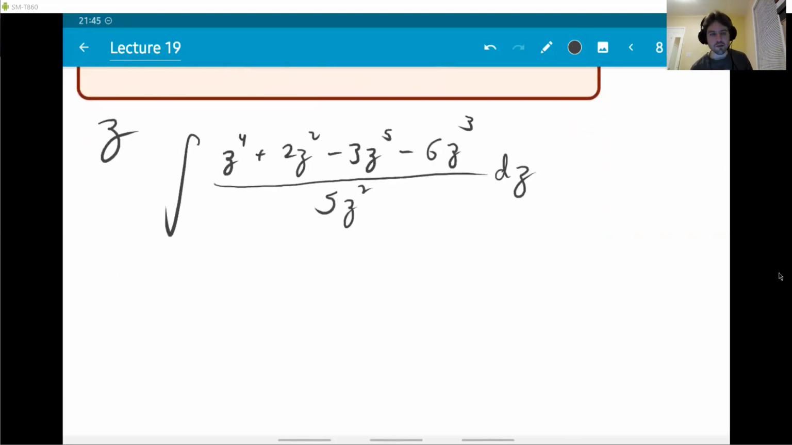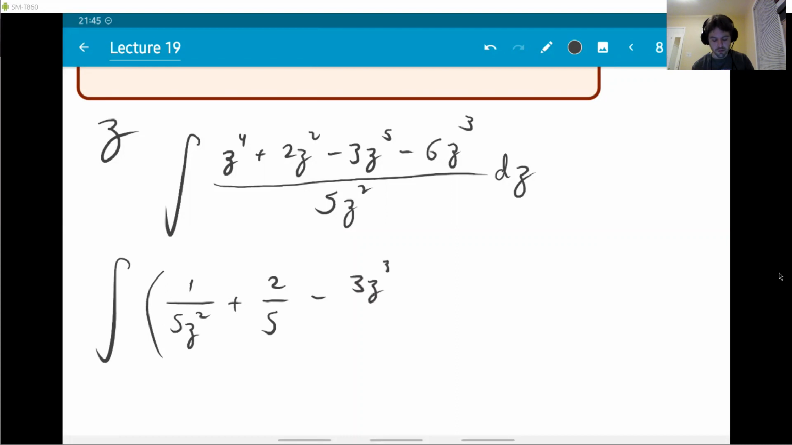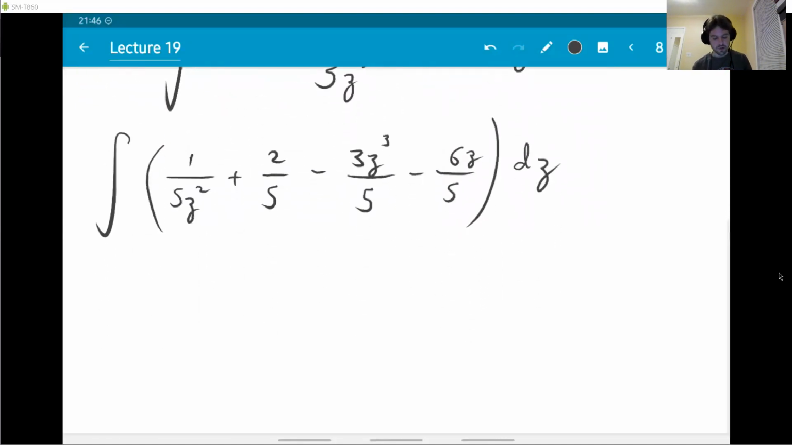So now it's the same as one of the previous examples. Let's split the fraction into a bunch of separate functions. Z to the 4th divided by 5z squared just gives you 1 over 5z squared. 2z squared over 5z squared is 2 over 5. 3z to the 5th divided by 5z squared, 3z cubed over 5. And the last one, minus 6 over 5 with the z in front. dz. Yes, all right. So now we can do each one of these by power rule.